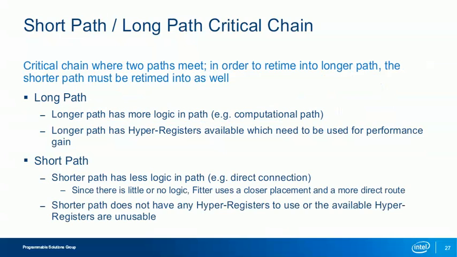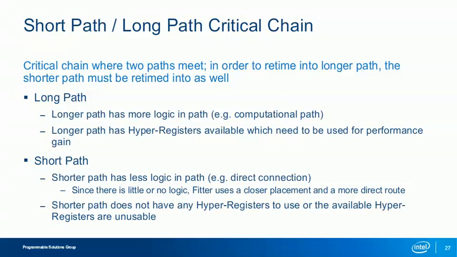The third type of critical chain is the short path, long path critical chain. This type of critical chain occurs at the intersection of two diverging or converging paths in which one of the paths is a short path and the other path is a long path. The long path, being longer, has more logic and routing in it. This means that it has many hyperregister locations in it for use that the hyper retimer wants to retime into to reduce the average register-to-register delay through it.